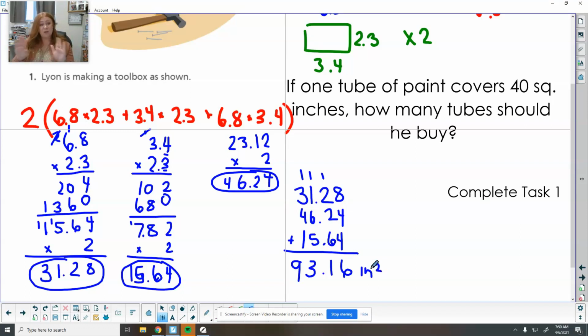We're just finding 2 dimensions at a time. So even though, yes, we found all of the different pieces, at a time we only used 2 of them. 2 here, 2 here, 2 here.